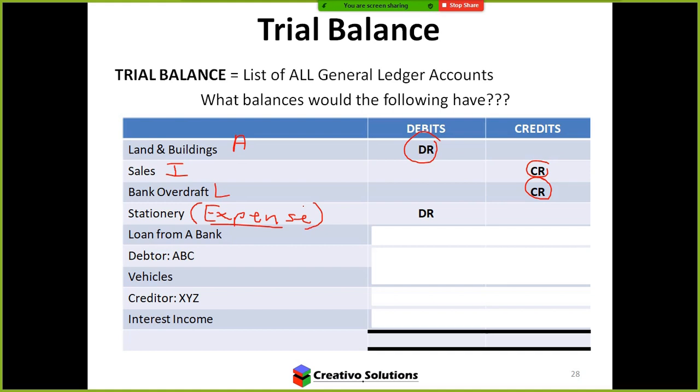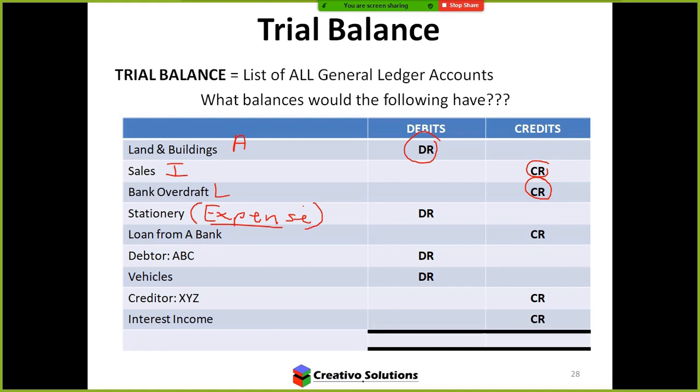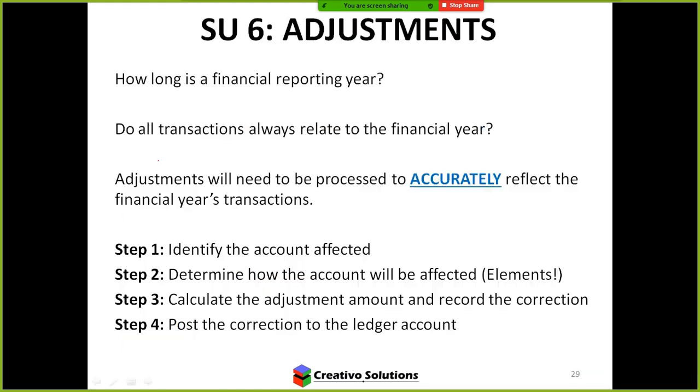Okay, what is the loan? So the liability. Good. Credit. So what will it have as a balance? Credit. Good. Okay, debtor, what is it? Give me the element. Asset. And then give me the answer. So asset, debit. Good. Vehicles. Asset, debit. Good. Creditor. Liability, credit. Good. Interest income. Income, credit. Perfect. Well done. This is just a little quiz so that I know that you know your rules. And then when we look at other things, we can apply it.